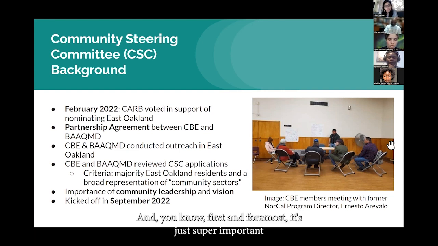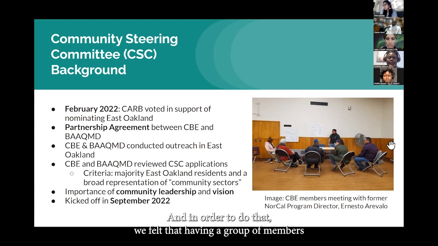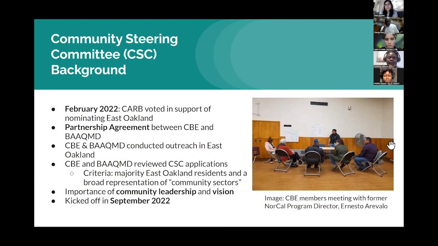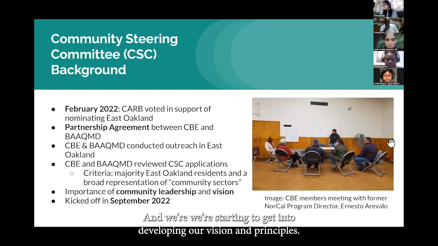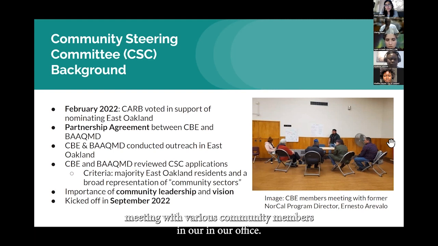First and foremost, it's super important to ensure that this process is community led. In order to do that, we felt that having a group of members from a wide range of sectors and backgrounds to meet and develop this CERP was a crucial and integral part of the CERP process, and something that has sometimes been missing from other AB 617 processes in other cities. Then we had our launch in September 2022, and now, several months later, we're starting to get into developing the vision and principles. I just wanted to share that for more context about how we got to where we are today. The image on the right is a picture of our former NorCal program director Ernesto meeting with various community members in our office. I'll go ahead and pass it off to Alicia.